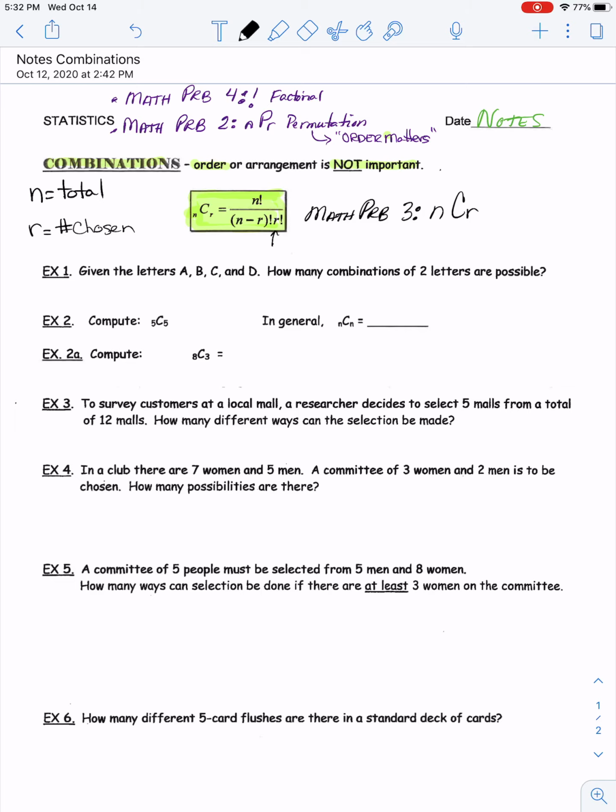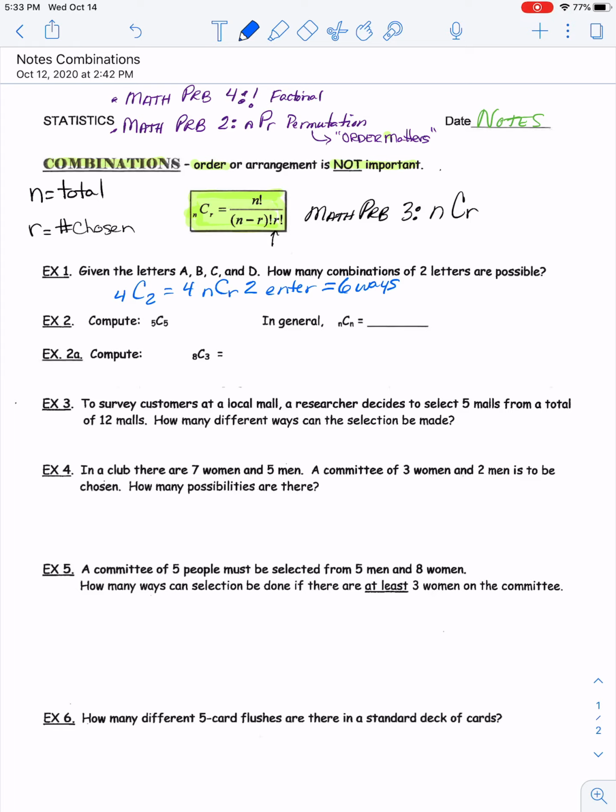Okay, so let's go for an example here. Given the letters A, B, C, D, how many combinations of 2 letters are possible? Well, you've got 4 letters, and we want to choose 2 at a time. So if you plug that in your calculator, you'll go 4, then math prob 3 for nCr, and then tell it 2, and when you press enter, it should tell you there are 6 ways to organize those letters.